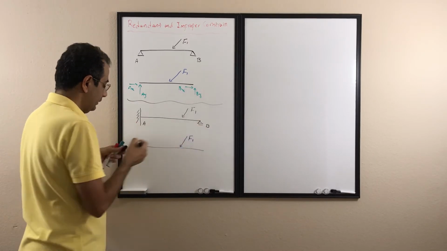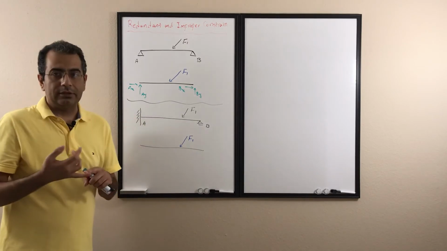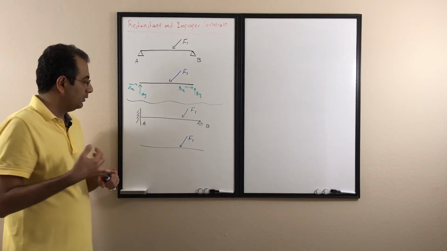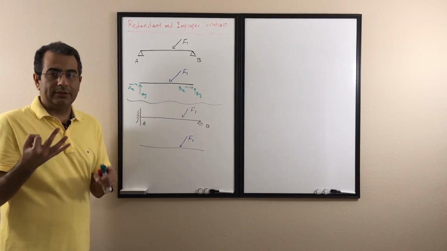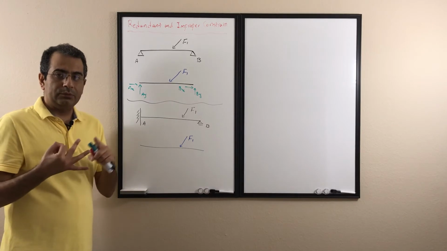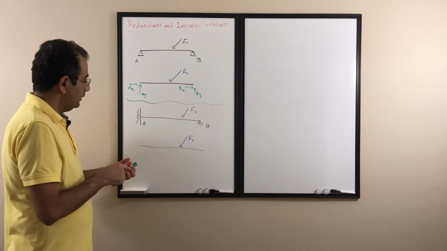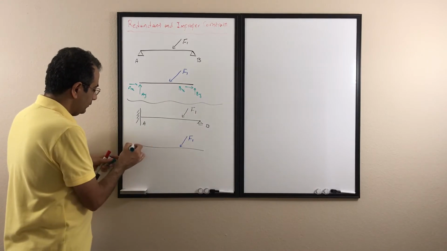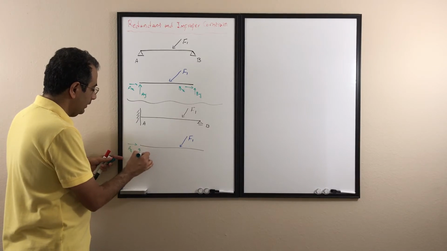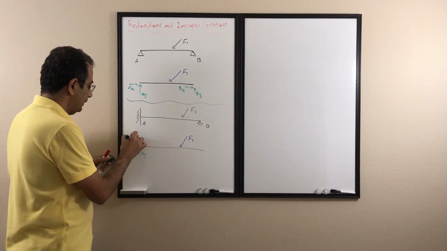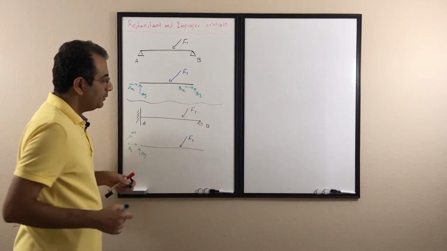So assume I have point A and point B. I know when there's a fixed support, it doesn't let the object move in the X direction, it doesn't let the object move in the Y direction, and it doesn't let it rotate. So it prevents moving in X, moving in Y, and also prevents rotation. So I'm going to have 3 reactions: one in X to make sure it's not moving in the X direction, one in Y to make sure it's not moving in the Y direction, and one M to make sure it's not rotating.